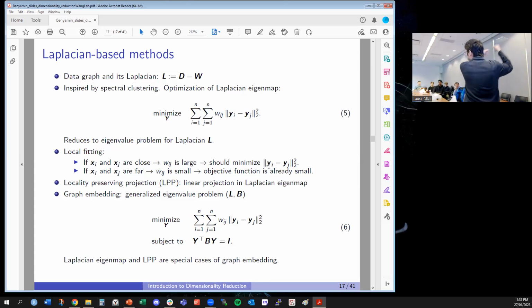They were close to each other. We want to make them close to each other in the embedding space too. However, if they were far away from each other, Wij goes down, then I don't care. The cost already is low. So I don't care much. So I'm fitting locally again. See that? So this is the idea behind Laplacian eigenmap. And graph embedding generalizes that by adding some matrix.